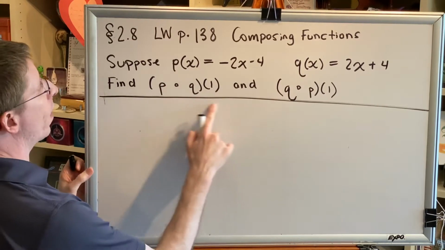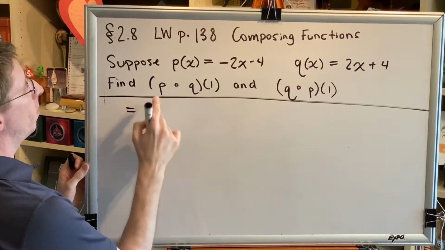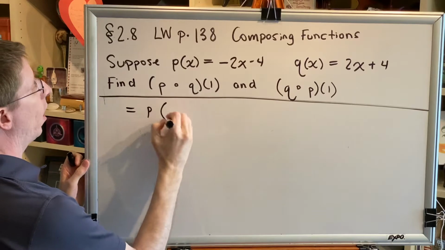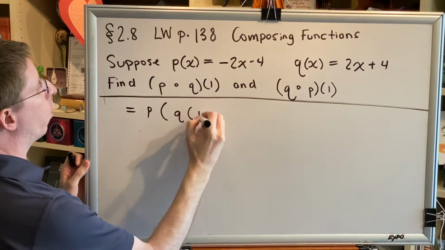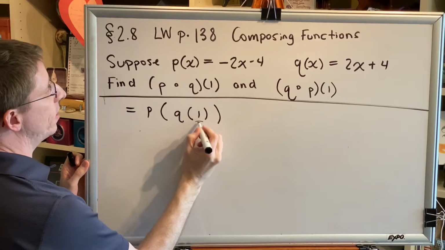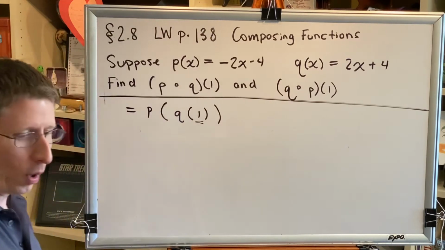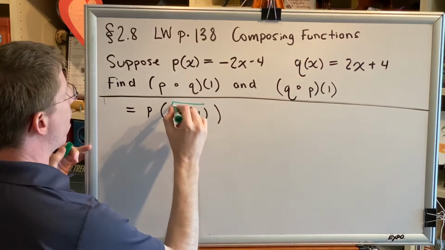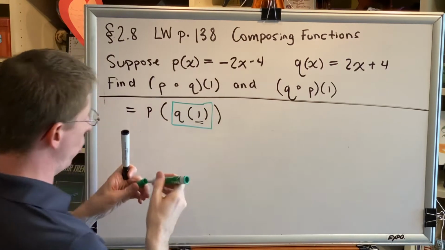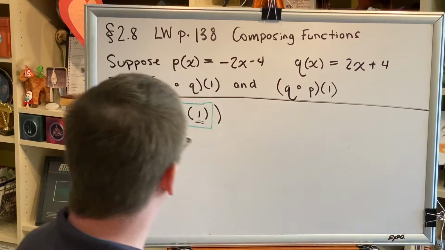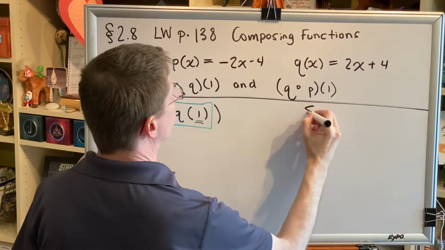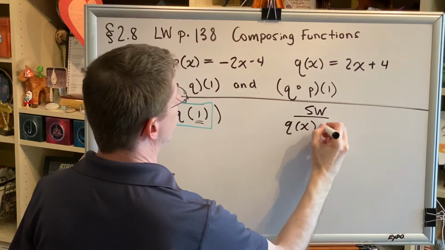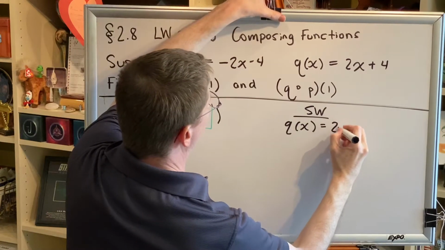All right, let's rewrite this using the definition. P composed with q of 1 is equal to p of q of 1. And because this input is a number, we will work from the inside out. That means the first thing I need to figure out is, what is q of 1? Let's do that in our side workspace. We know that q of x is equal to 2x plus 4.